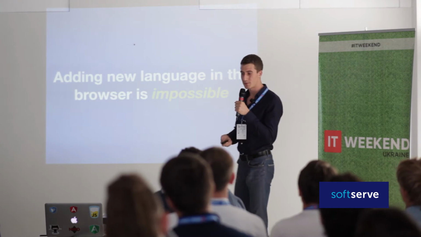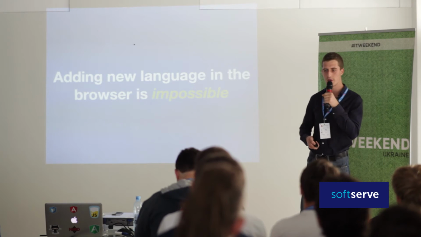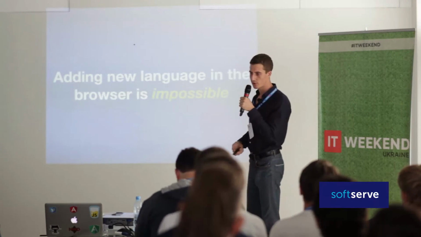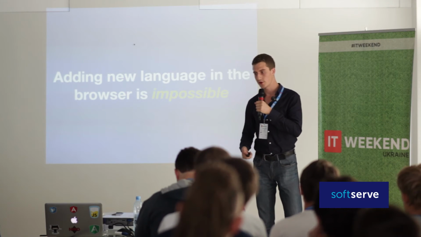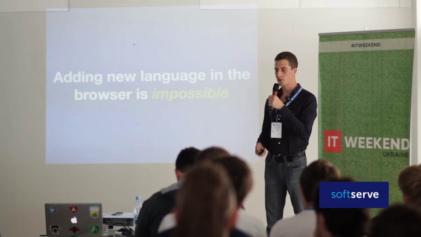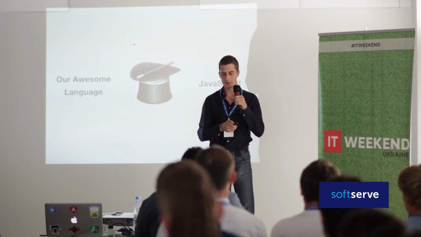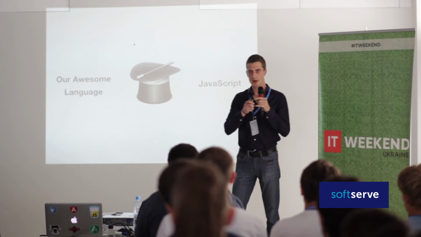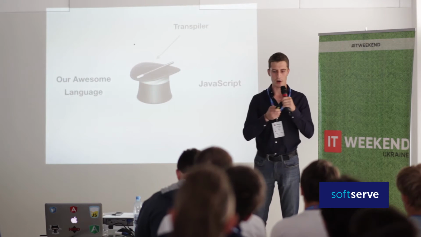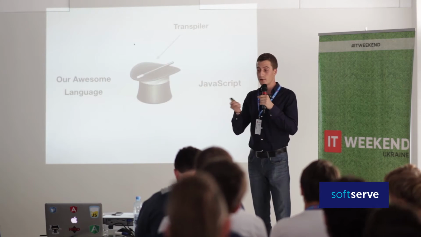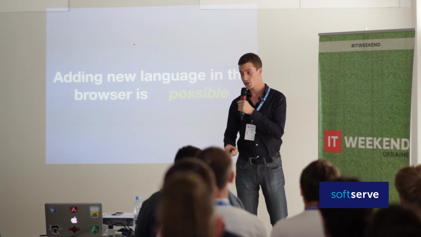However, adding a new language in the browser is kind of impossible. Google tried this with Dart a couple of months ago, maybe. So they added a virtual machine in Chrome for running Dart programs. They removed it later because it wasn't that popular and it made the complexity of Chrome grow. So what we can do instead is to have our awesome language on the left, JavaScript on the right, and this magic in between. This magic is called a transpiler. The transpiler can basically translate our awesome programs in the perfect world language to JavaScript. So this makes adding a new language kind of possible.